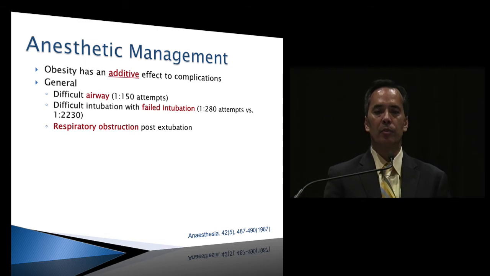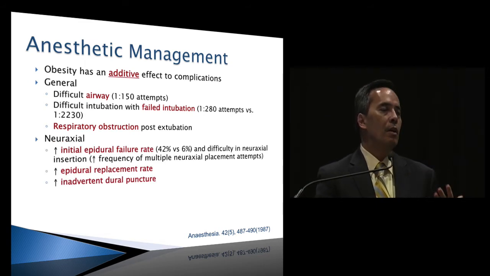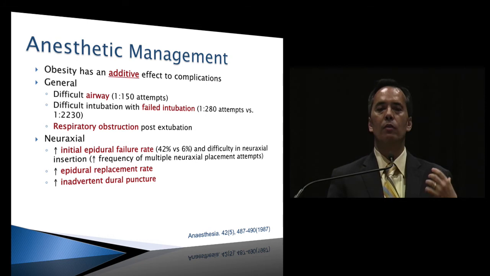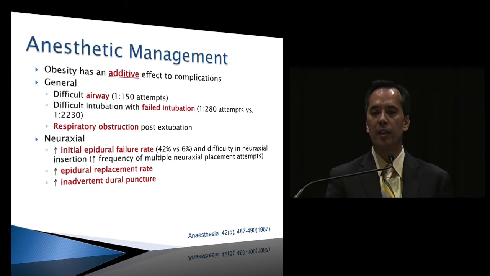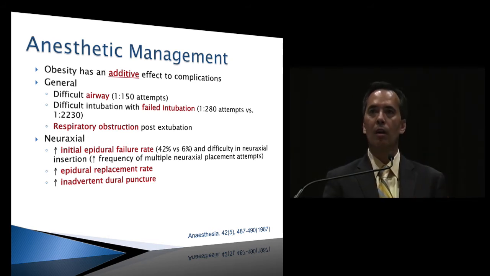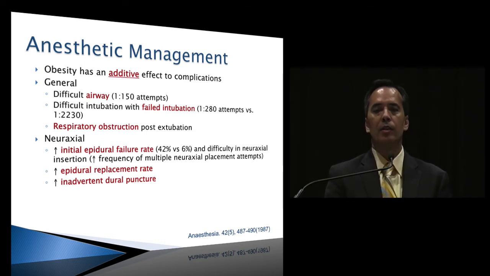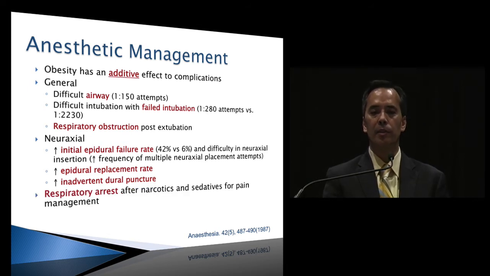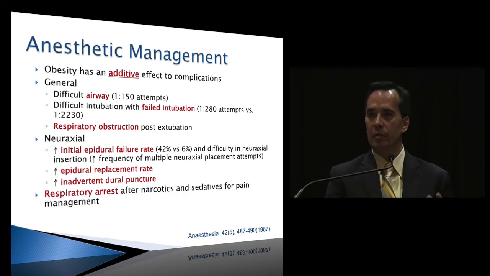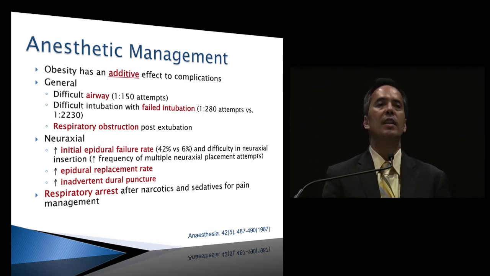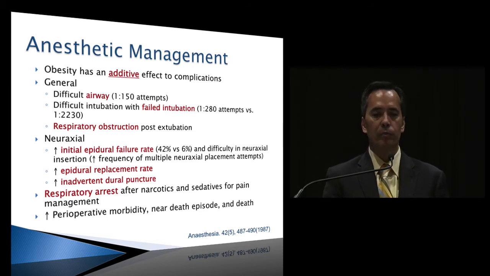You can get respiratory obstruction post-extubation. And we talked earlier about the neuraxial replacement rate. Not only is there a problem with the initial epidural failure rate, some studies up to 42%, but there's also an increase in frequency of multiple neuraxial attempts to try and get that epidural and spinal in. There's an increase in the epidural replacement rate and also an increase in inadvertent dural puncture. And then we all know about obstructive sleep apnea and giving narcotics and sedatives afterwards, so that can cause some problems. There's an increase in perioperative morbidity, near-death episodes, and also death.